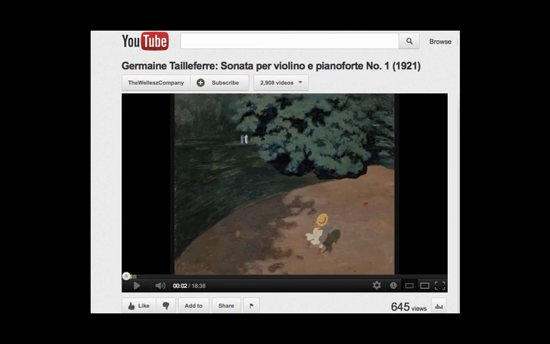And then the exposition is repeated. That practice tended to be abandoned in the classic era, even though sometimes there are repeat signs for the exposition. The YouTube clip that we're looking at right here is fairly close to your listening guide, but not quite exactly the same in terms of seconds elapsed before another event happens.